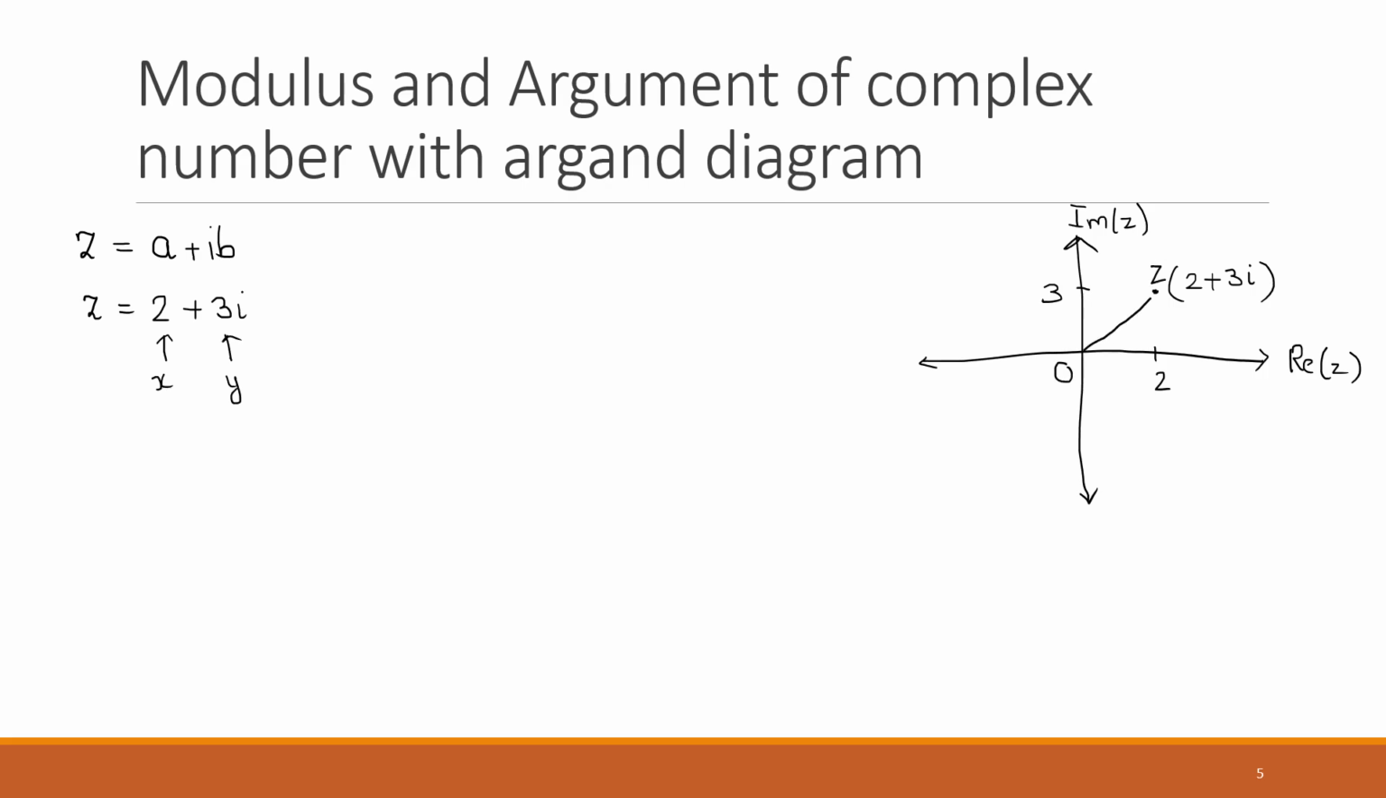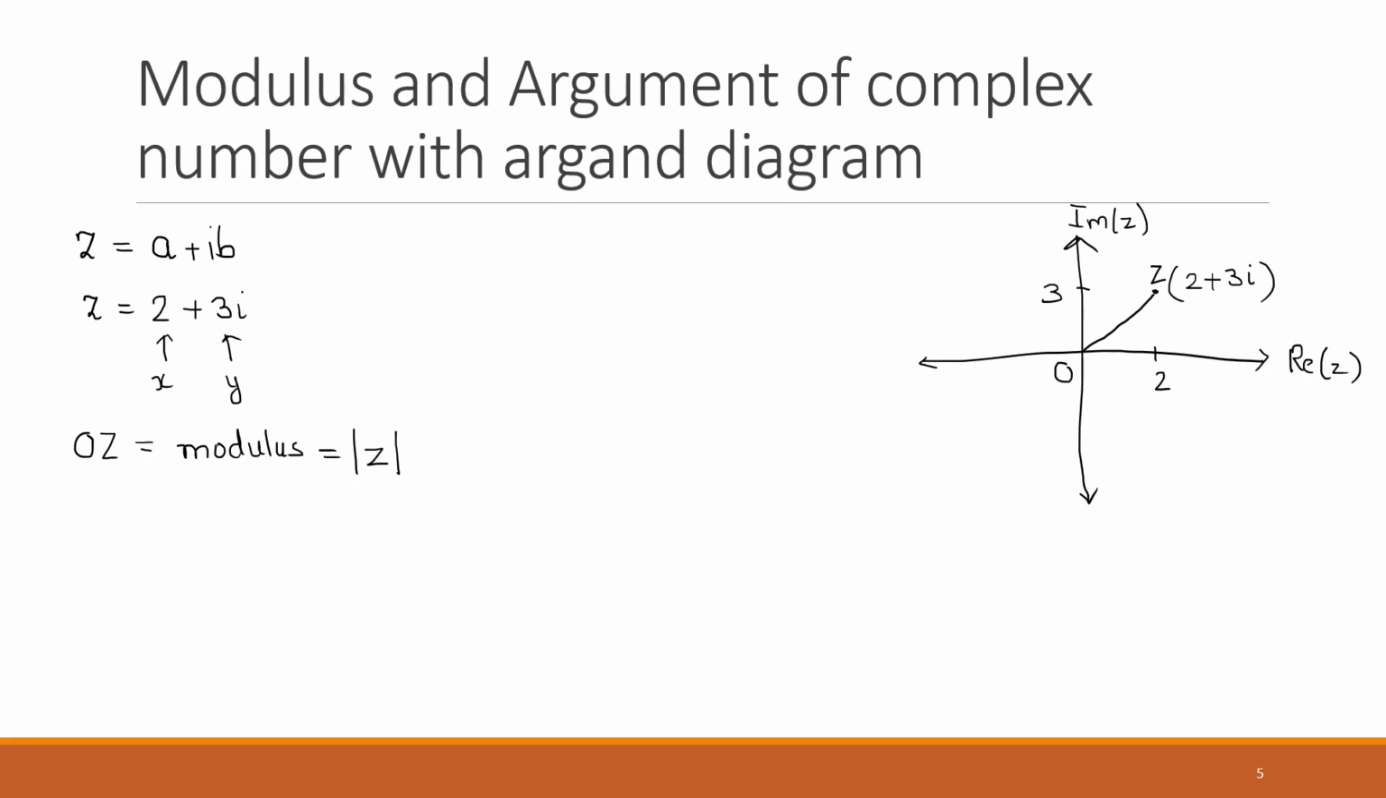So this OZ, the distance of this point from the origin, represents the modulus of the complex number. The distance from the origin to that point of the complex number is called the modulus. It is noted like this, mod Z.